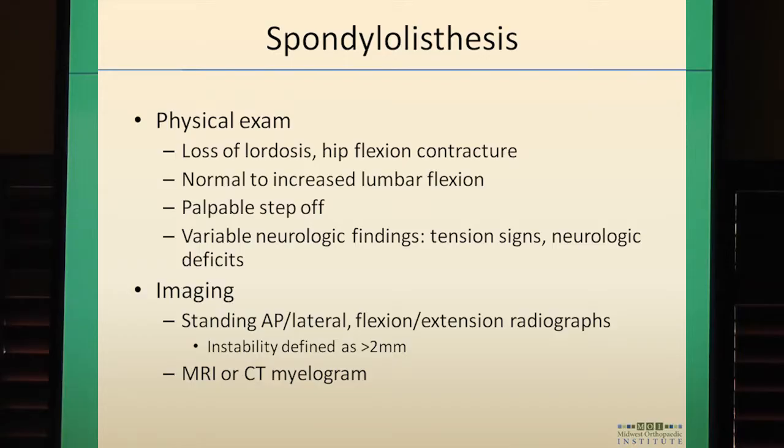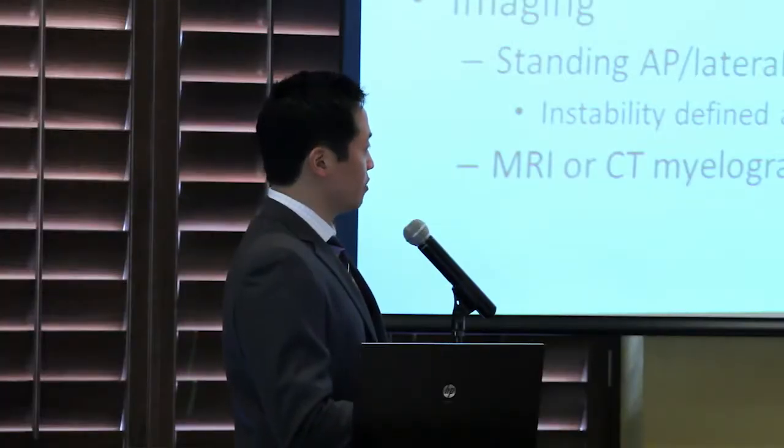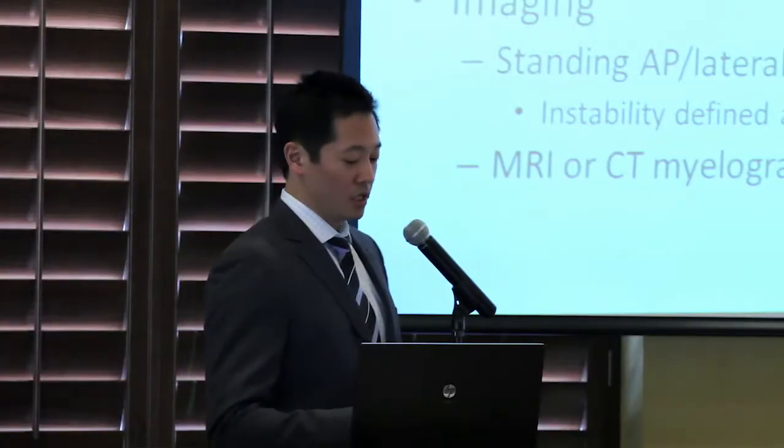On physical exam, you see a number of different things. Typically, patients will have a hip flexion contracture because of the orientation of their bones, as well as loss of lordosis. With very significant spinal listhesis, you actually feel a difference in the spinous processes on examination. Of course, the neurologic findings will vary based on how significant the stenosis is and how far forward it's slipped. On radiographs, the convention is that patients who demonstrate 2 millimeters or more of difference between flexion and extension are considered to be unstable.